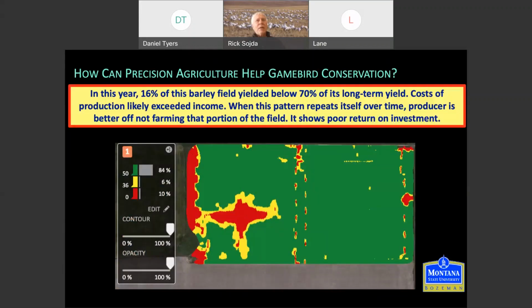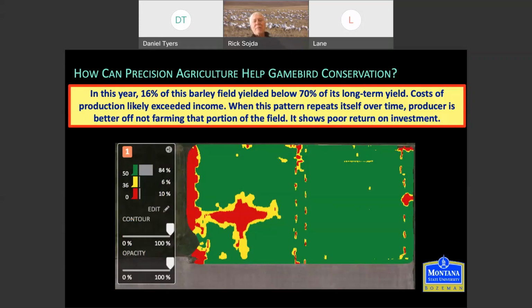Well, how can it help game bird conservation? Here's an example. In this year, 16% of this barley field yielded below 70% of its long-term yield. The cost of production likely exceeded the income on those areas. When this pattern repeats itself over time, the producer is better off not farming that portion of the field. It shows poor return on investment.